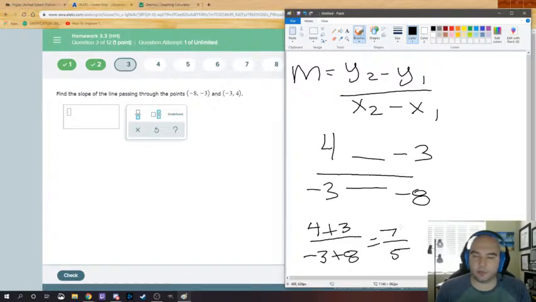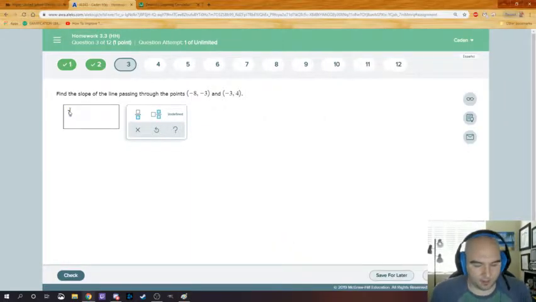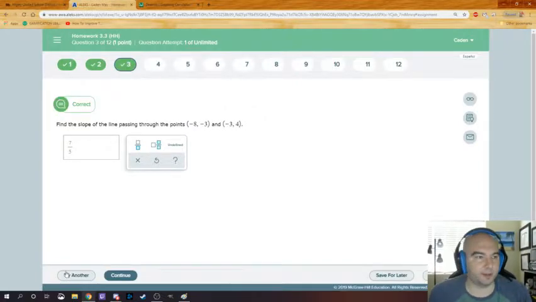And yes, the answer doesn't need to be a whole number. I mean, it could be a whole number. It doesn't need to be a positive number. It doesn't need to be a proper fraction. This is an improper fraction. 7/5. That's an acceptable answer. I think it's an acceptable answer.